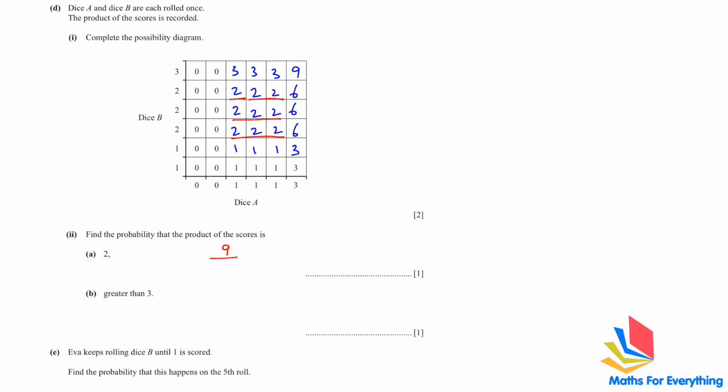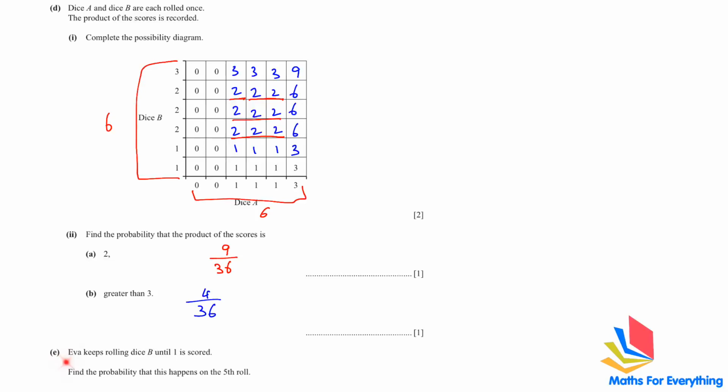The total probability, we multiply the numbers here. How many numbers we have? 6. And the numbers here, 6, 36. Or you can count each square and you will still get 36. You can simplify it or leave it like that. Part B, greater than 3. Greater than 3 are only 1, 2, 3, 4 numbers. And the total is going to be 36.